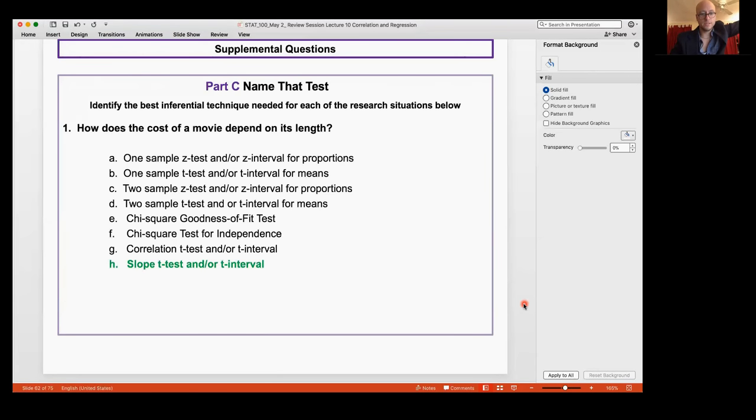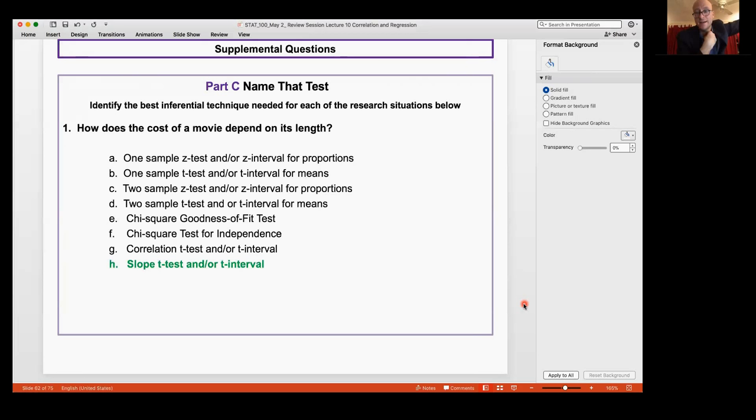Well, the main one we want to do is maybe the slope t test or t interval, because they're both two quantitative variables: the cost in terms of money, length in terms of time. Now, of course, this all depends on the structure of the variables.